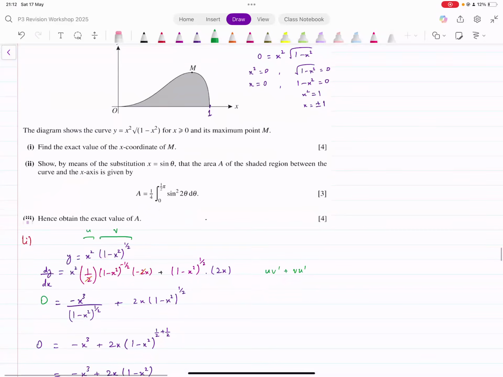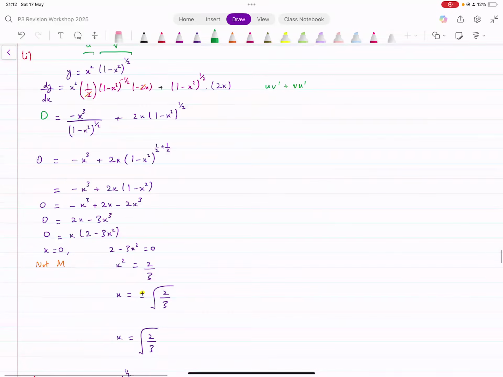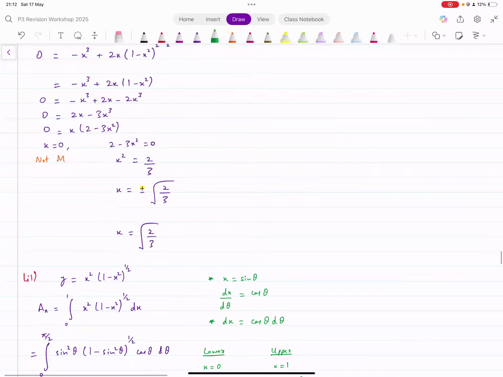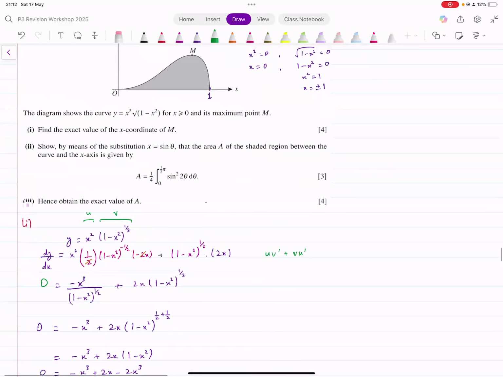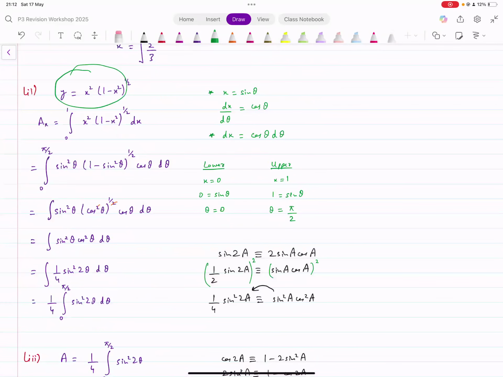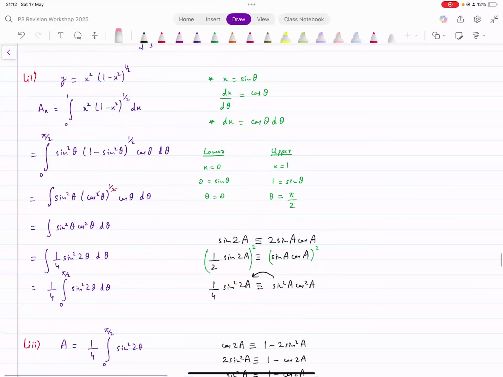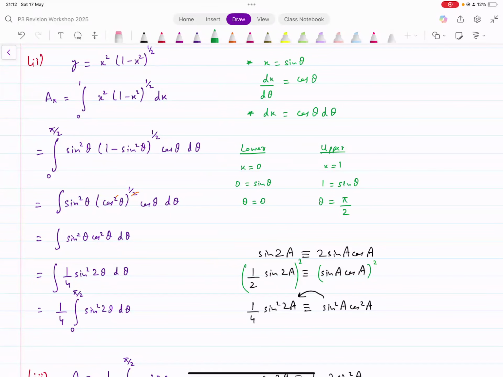So this is integration of sine squared 2 theta. That's the second part. Yeah. So you have this function. They want you to find the area under the graph. You use the formula for area under graph, area between graph and x-axis, integration of y with respect to x, using the substitution x equals sine theta.